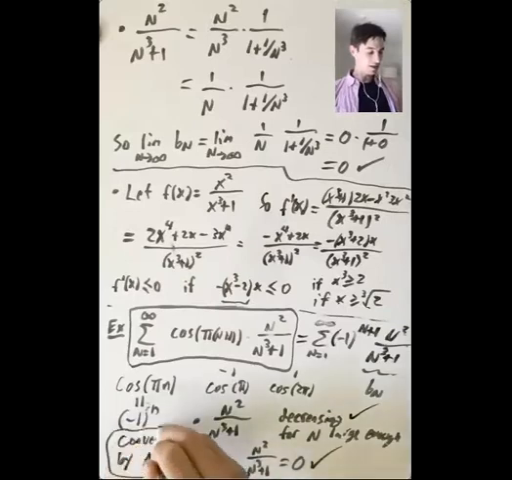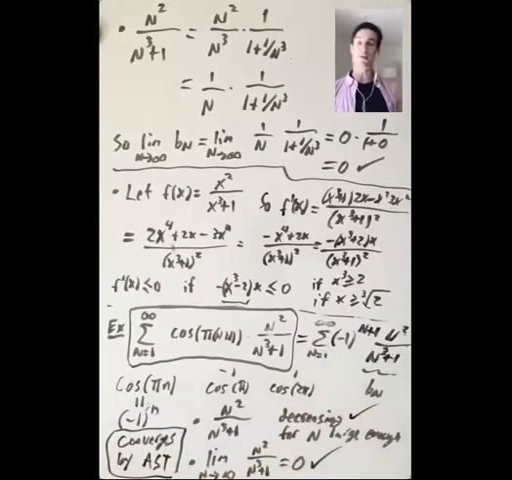So the alternating series test is as simple to apply as it is to check that a sequence is decreasing and that a sequence is going to 0. So I'm going to pause and erase, and then we'll do our next example.